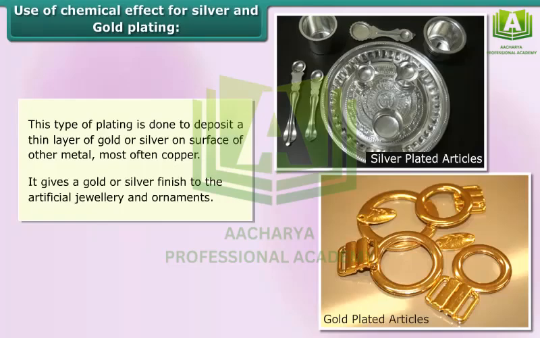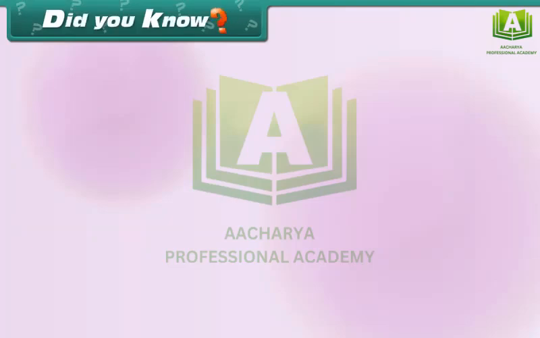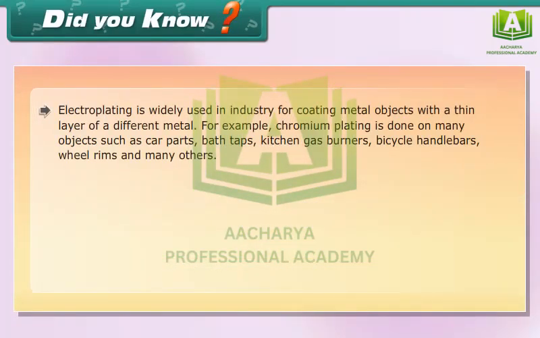Silver-plated articles. Gold-plated articles. Did you know? Electroplating is widely used in industry for coating metal objects with a thin layer of a different metal. For example, chromium plating is done on many objects such as car parts, bath taps, kitchen gas burners, bicycle handlebars, wheel rims, and many others.